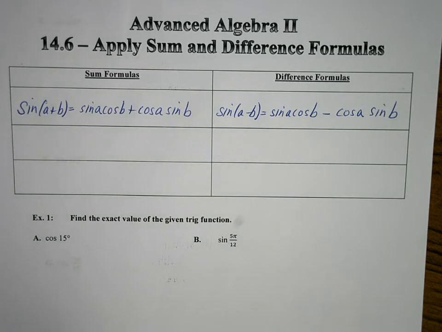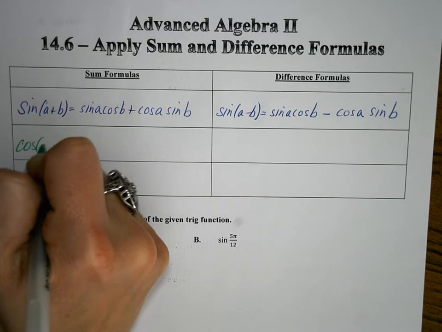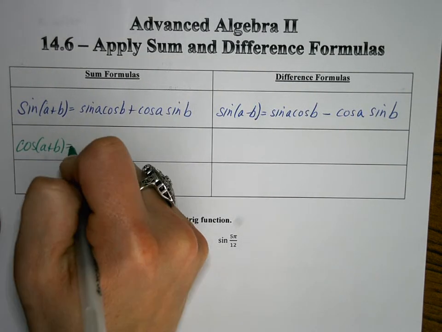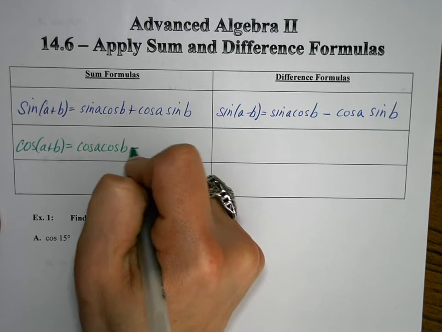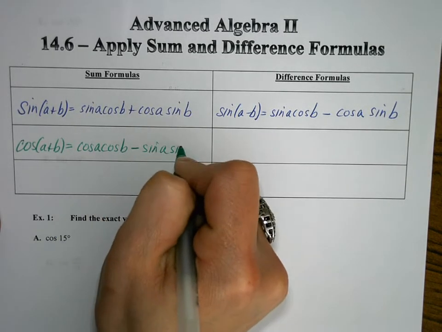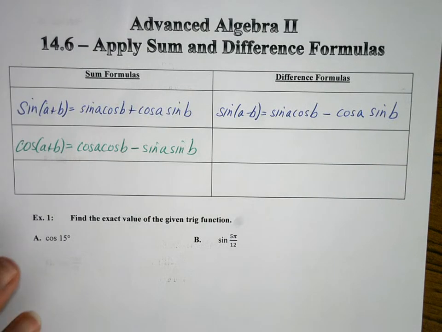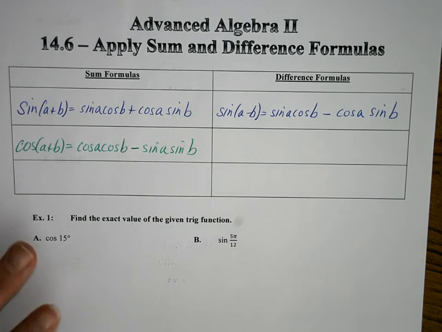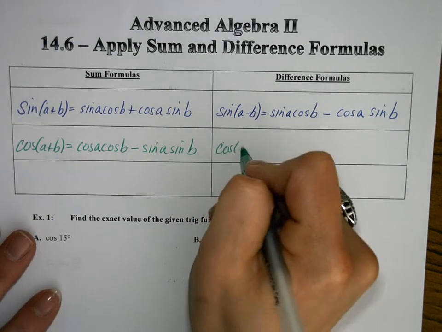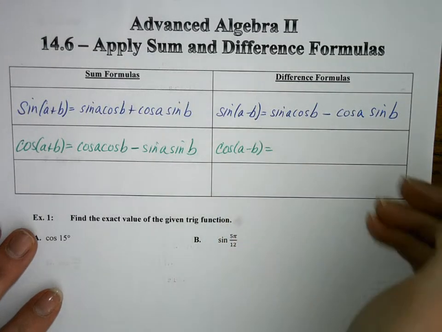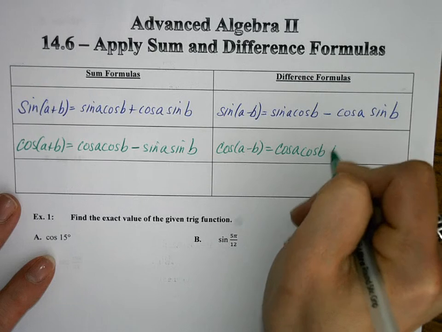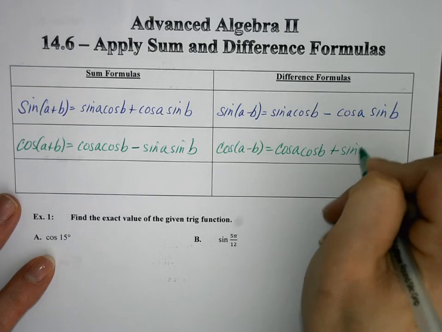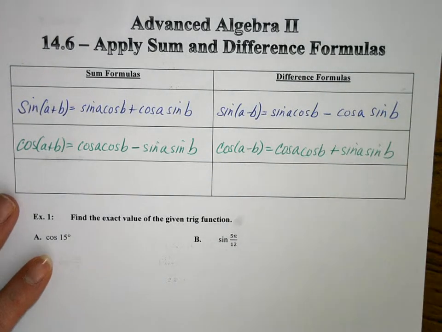All right, if I am doing the cosine of two angles that are being added together, it's always the cosine of the first times the cosine of the second, subtract the sine of the first, the sine of the second. And if I am subtracting those two angles, the cosine of two angles that are being subtracted, we have the cosine of the first, cosine of the second, plus the sine of the first times the sine of the second.